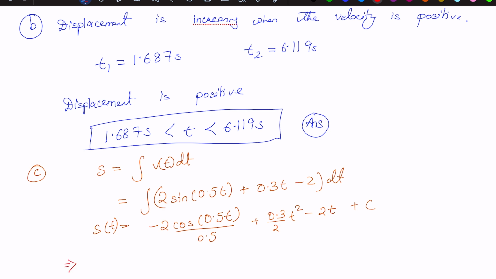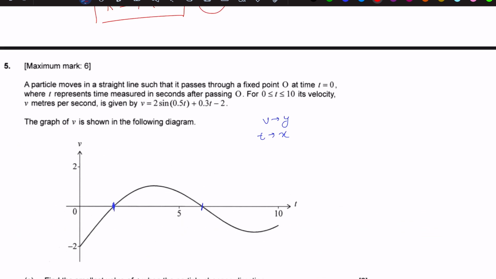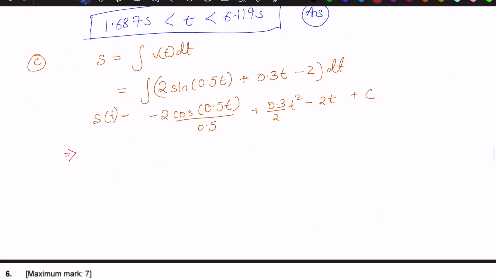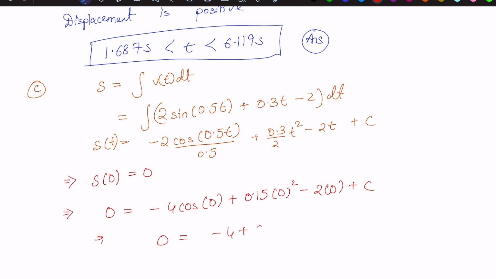Now I know that at t equals 0, your displacement would be 0. It's given in the question here. It measures it after passing O, right? O is basically the origin in this case. So I know that s of 0 would be equal to 0. So we plug in 0 in this equation. So 0 would be equal to minus 4 cos of 0.5 times 0 is 0, plus 0.15 times 0 squared, minus 2 times 0 plus c. So from this you'll get 0 equals minus 4 plus c. So c should be equal to 4, right?